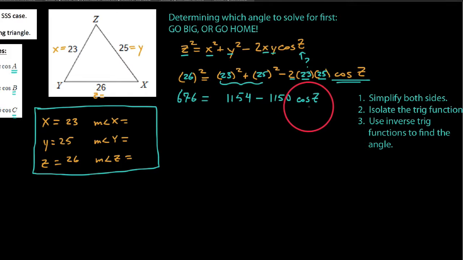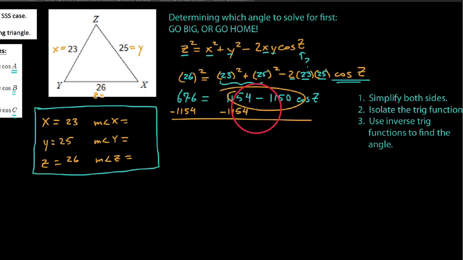We're going to get the cosine of z by itself. So the way we do this is we're going to have to, first of all, subtract our constant off of the right-hand side. One thing to keep in mind is this. We cannot take 1154 minus 1150 cosine z and say that it's 4 cosine of z, because these both don't both have a cosine of z on them. So they're not like terms. And so we got to get rid of this constant first.